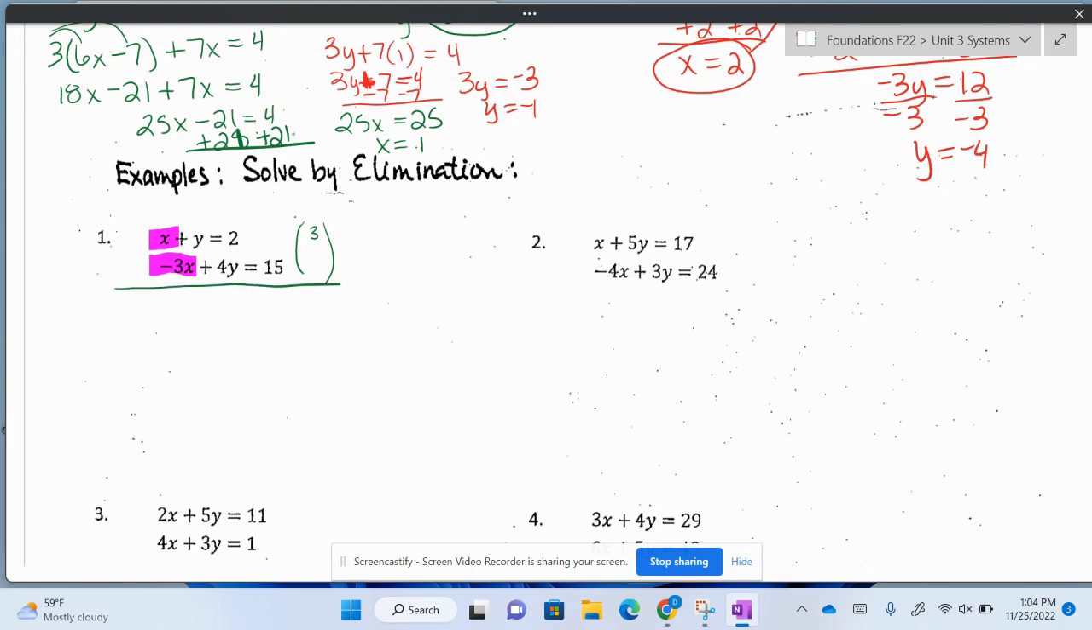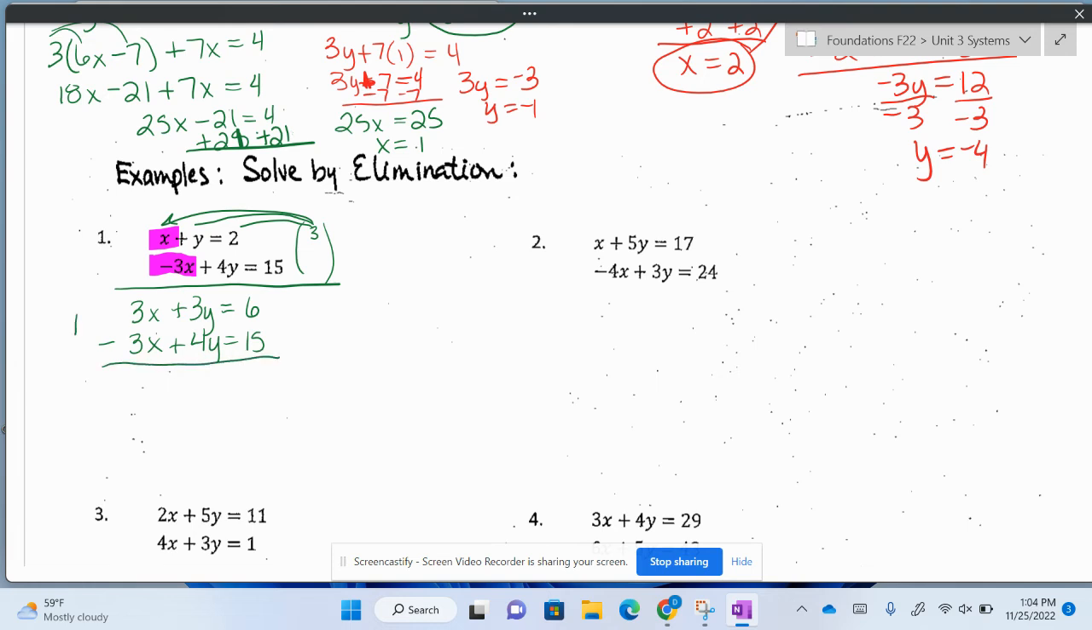So I'm going to do that. Remember, when you do that, you multiply every single term. So 3 times x is 3x, plus 3 times y is 3y, equals 2 times 3, which is 6. And I didn't do anything to the second equation, so I'm just going to stack it right below here. Negative 3x plus 4y equals 15.